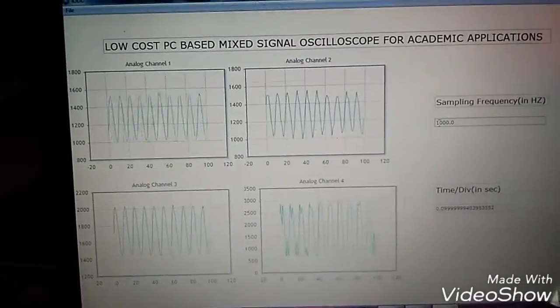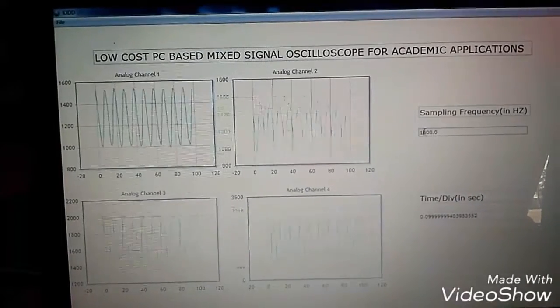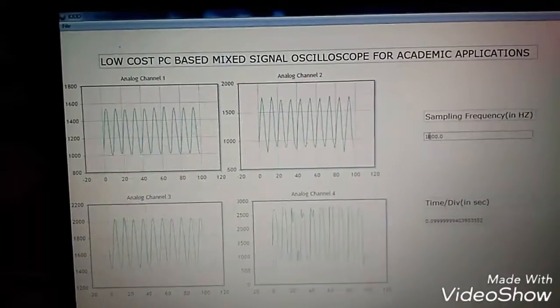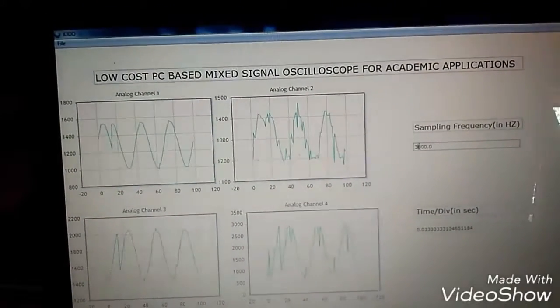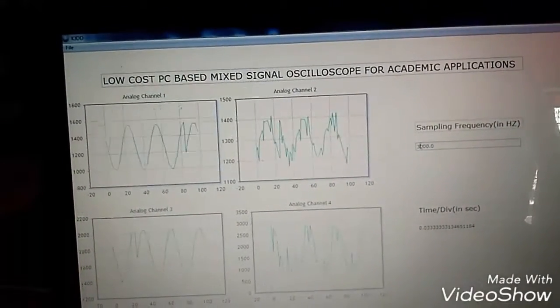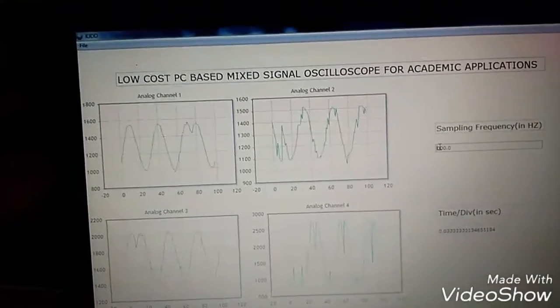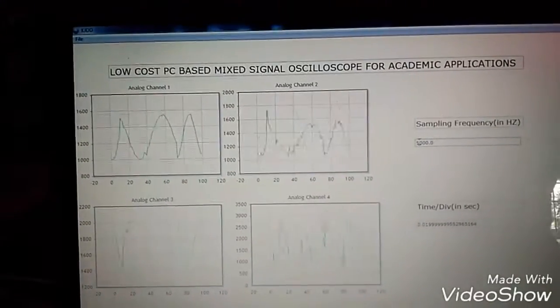On varying the sampling frequency values such as 1000, 5000, the corresponding graph is obtained along with the time per division displayed on the screen. Thus, the analog signal can be measured using the C2000 microcontroller and the standalone GUI that has been developed.